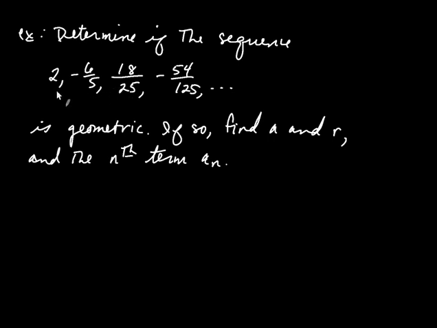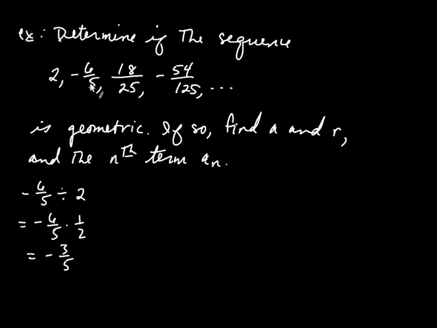Now, if you're thinking it might be a geometric sequence, notice that the denominators 5, 25, 125 can all be found by multiplying the previous denominator by 5, so that's a good sign as well. To find what might be the common ratio, like I mentioned, we take a term and divide it by the preceding term. So I take -6/5 and divide it by 2. I get -6/5 times 1/2, which is negative, and canceling, I get -3/5.